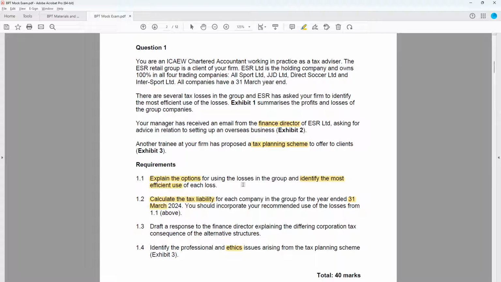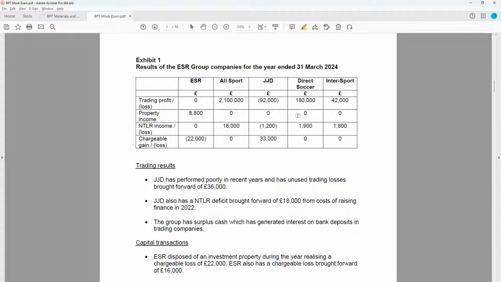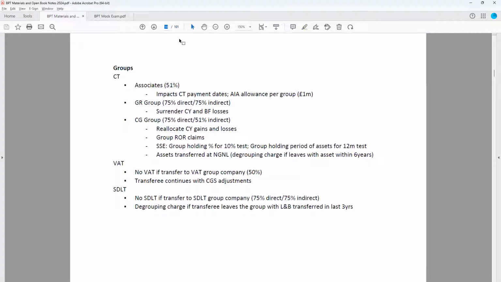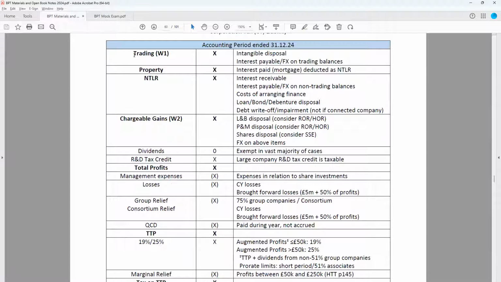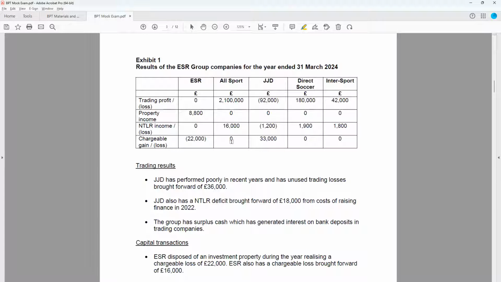And then we've got Exhibit 1, the profits and losses of the group companies, which is obviously for the first part. You can see these first two parts relate to one another. Exhibit 1 gives us the results of the group companies. We can see the different types of income you'd expect to see in a corporation tax computation: trading, property, NTLR, gains to get us to the total profits. And then we need to calculate the CT liability once we've used the losses. So we can see how that's going to be useful.